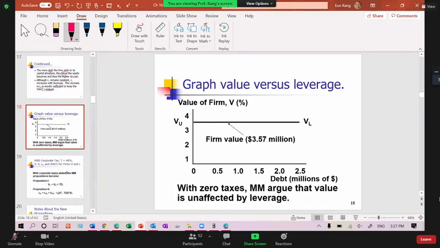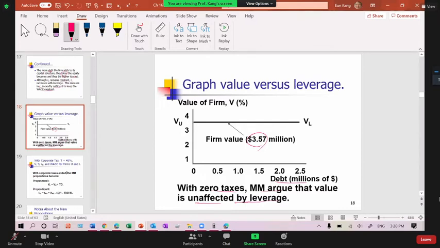So VL is VU. Firm value is 3.57 million, regardless of the level of debt. So with zero taxes, MM argued that value is unaffected by leverage, right? We did that in chapter 15 without these numbers, but now in chapter 16 we prove it with numbers, with all those assumptions. VL is VU. But as I said, people criticize this theory because of all those unrealistic assumptions.